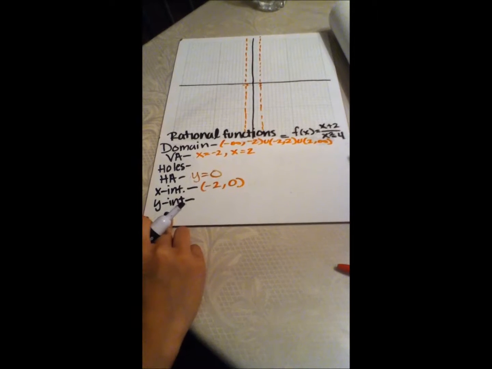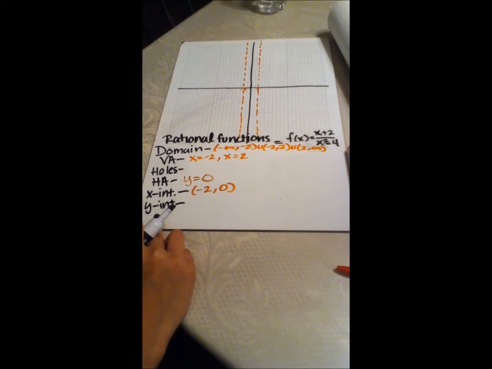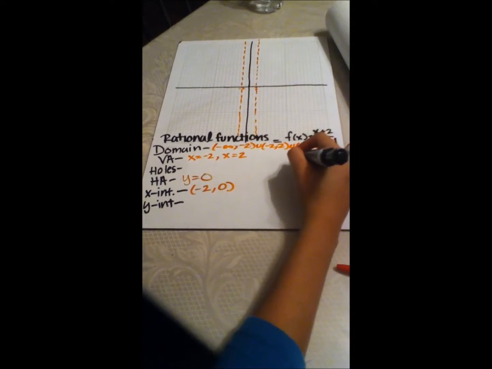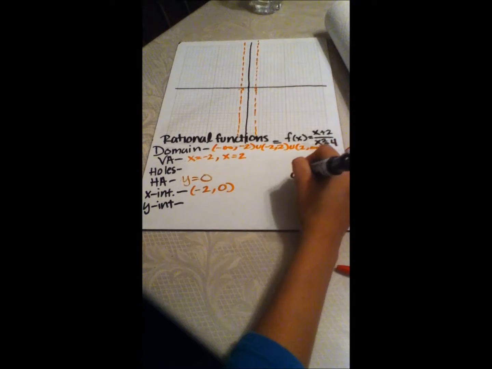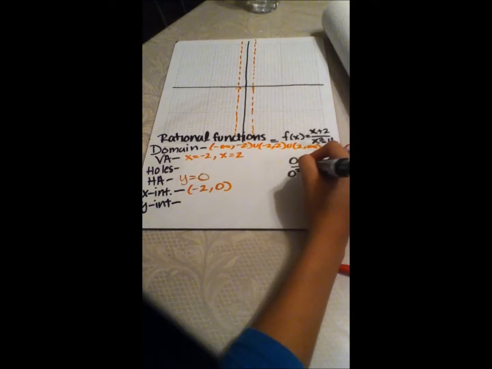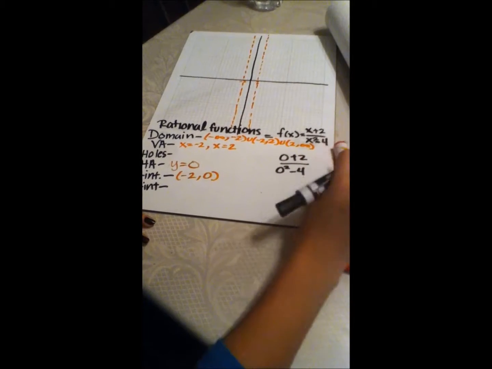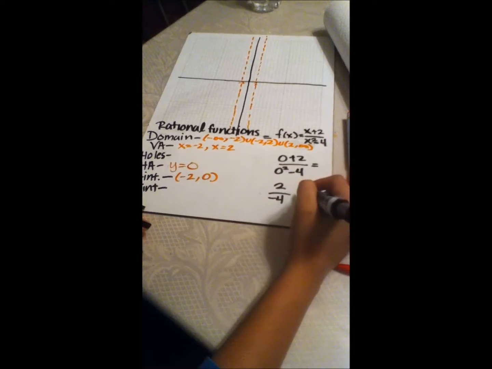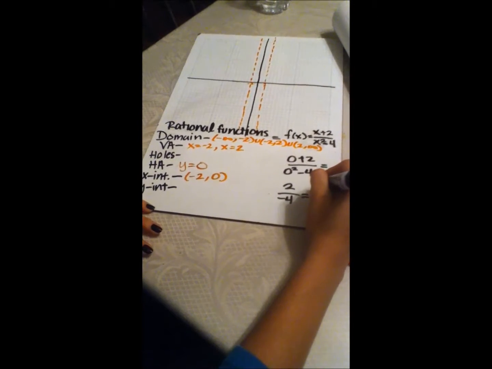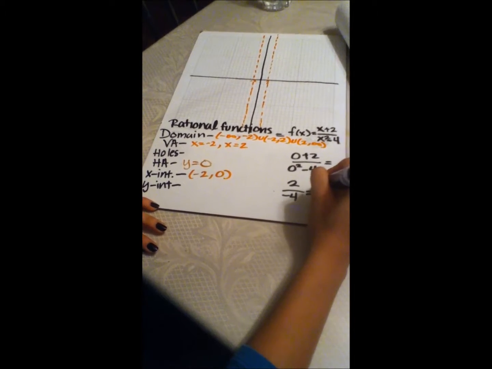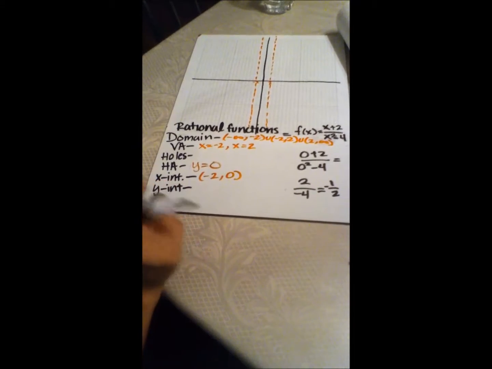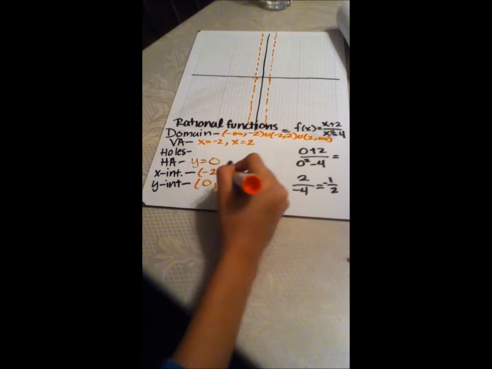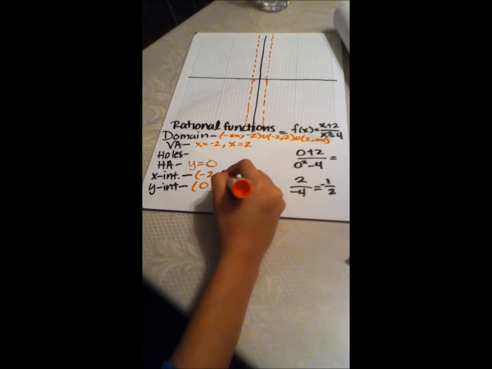Now let's find the y-intercept. For the y-intercept, you just have to plug in 0 for every x in the function. So 0 plus 2 over 0 to the power of 2 minus 4. This will end up giving us 2 over negative 4, and if we simplify it, it will be negative 1/2. So our y-intercept will be 0, negative 1/2.